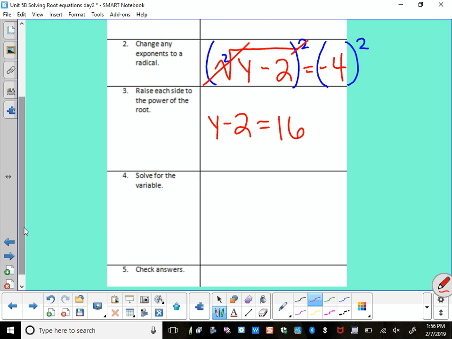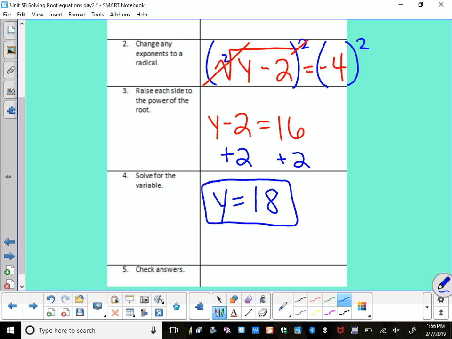Step 4, we're solving for the variable. How do I solve? Plus 2. So y equals 18. All right, so we got our answer. The last step is to check your answer.